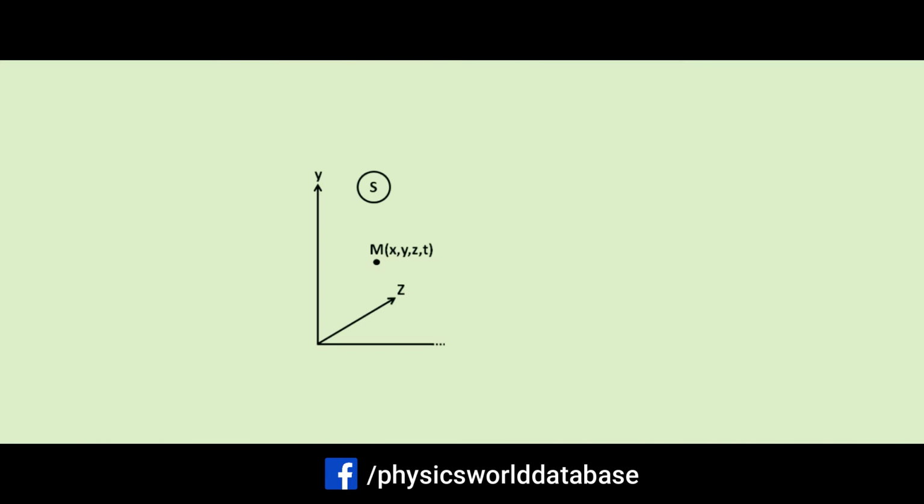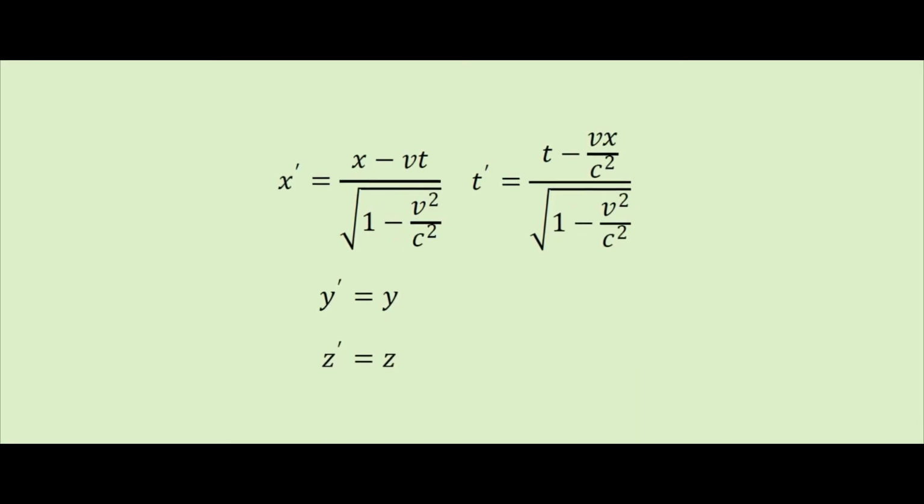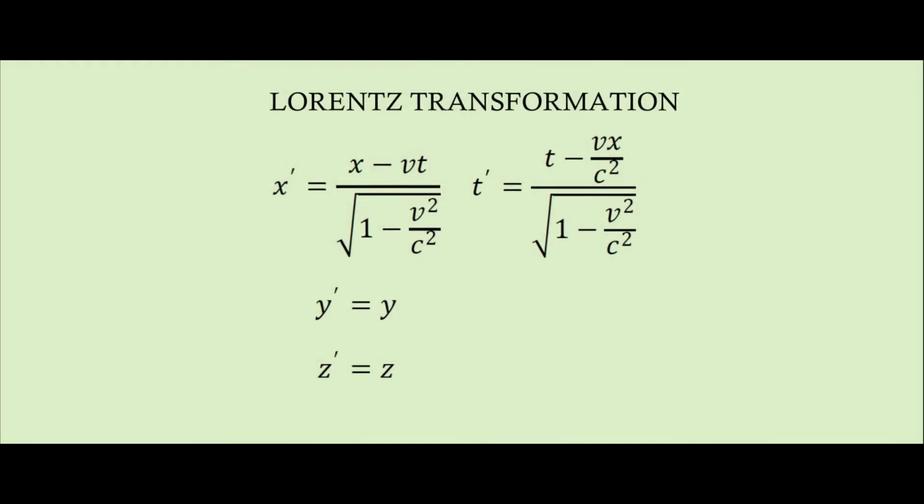Now let us suppose that an event occurred at a point M, function of x, y, z and t in an inertial frame of reference S. In another inertial frame S', the same event will be specified by four other quantities x', y', z' and t'. Now the S' frame moves along the x-axis with a velocity v with respect to S frame. Since each set of four quantities in S' frame corresponds to the set of four quantities in S frame, the two sets must be related by a relationship. These equations are called the Lorentz transformation.